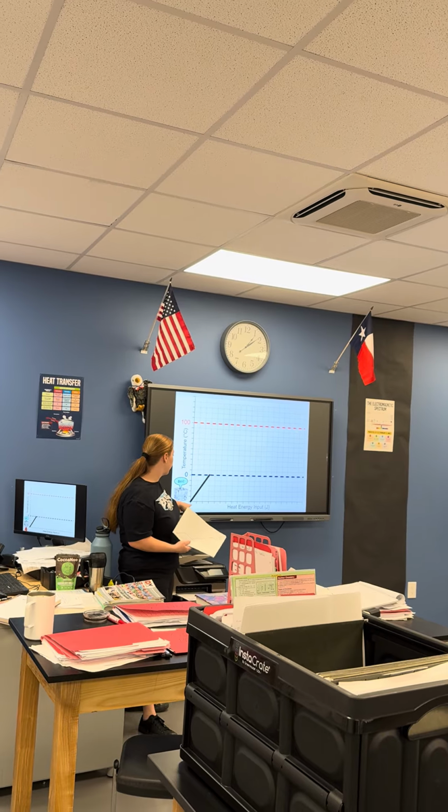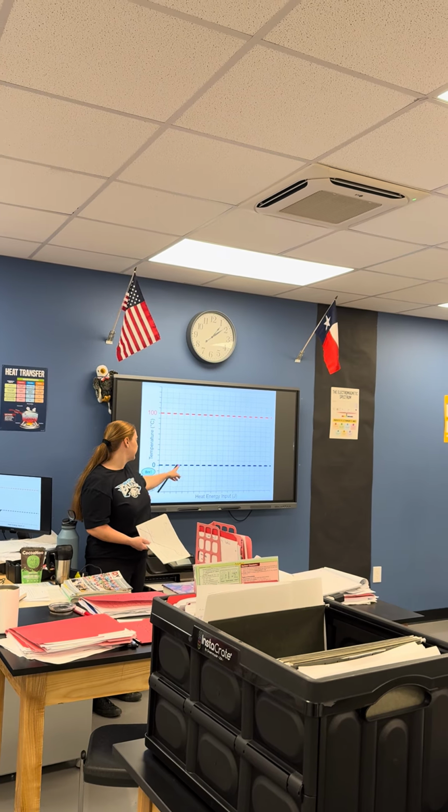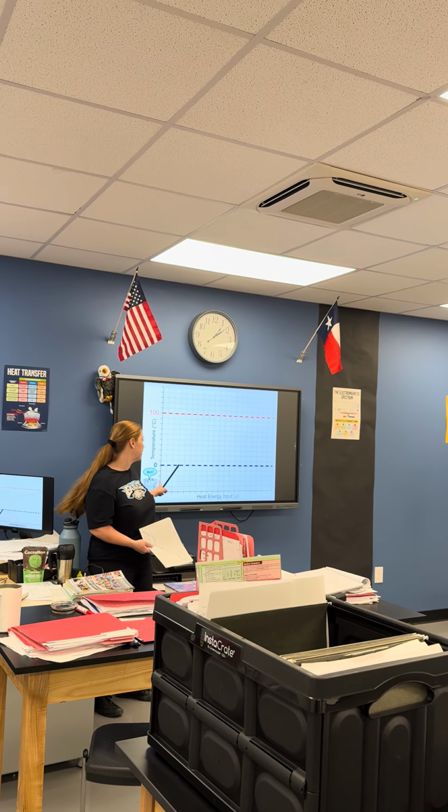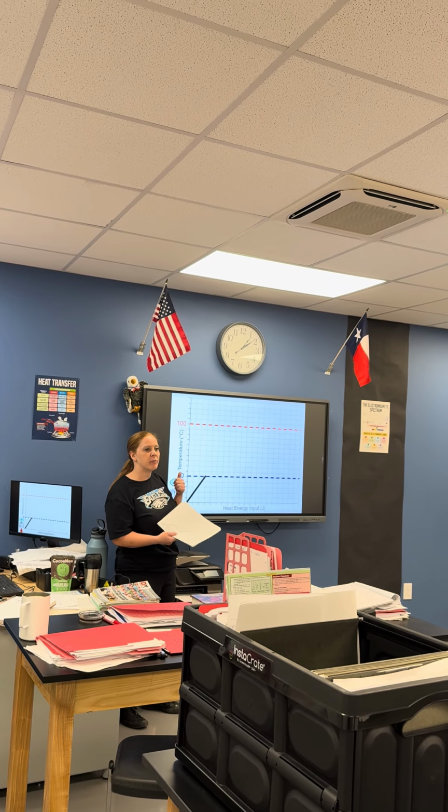So I want you guys to all have this line drawn from here, the bottom left corner, up to your 0 degrees Celsius. And see, it's only 3 grid squares in, so don't draw it all the way across, just follow the same pattern. Does everybody have this line drawn?